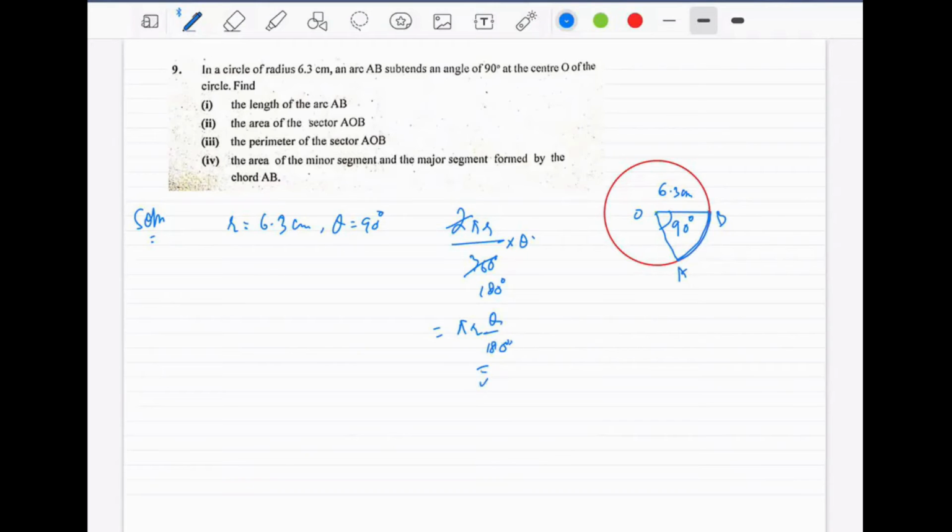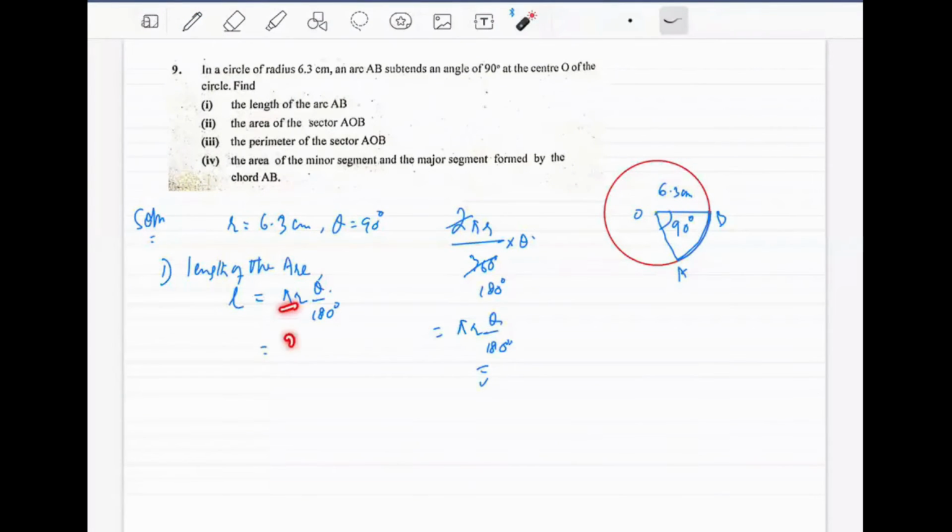So if I want to calculate Roman number 1, we will say length of arc, let's say it is represented by L. L is pi r theta by 180. You put in the value. Pi is 22 by 7. R is 6.3. Theta is 90 degree. And we will have 180 here. So very simple. 22 by 7, radius is 6.3, theta is 90 and 180 here.